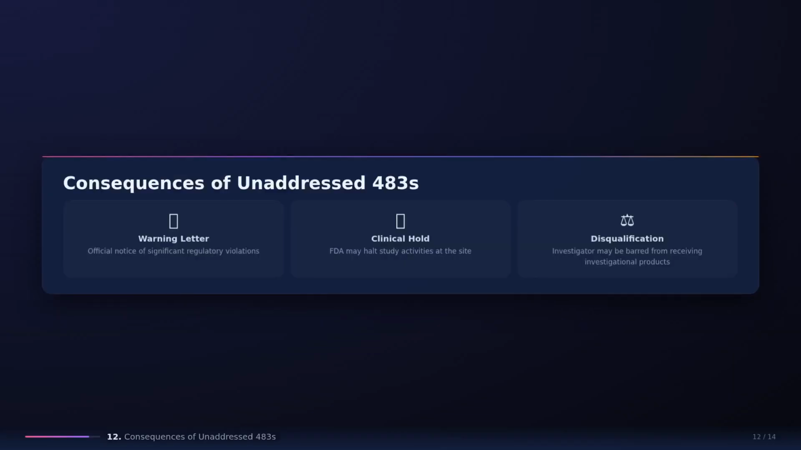Failure to adequately respond to Form 483 observations can trigger a cascade of escalating enforcement actions. The FDA may issue a warning letter, then pursue seizure of investigational products, seek injunctions to halt study activities, or initiate disqualification proceedings against the investigator. For sponsors, unresolved 483s at investigator sites can delay NDA submissions and raise questions about data reliability. For clinical investigators, repeated violations can end careers. Taking every 483 seriously is essential regulatory risk management.